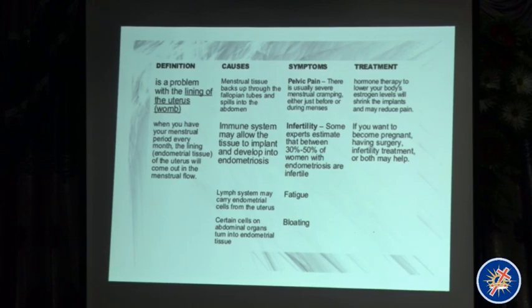And then, of course, you can see there that the immune system may allow the tissue to implant and develop into endometriosis. I've already mentioned that. In some cases, when we look at cases of infertility, we find that between 30 and 50% of women who are unable to conceive have this problem. They also feel fatigue, tiredness. And then bloatedness. Feeling bloated is when they feel like a lot of gas in the stomach or in the abdomen.